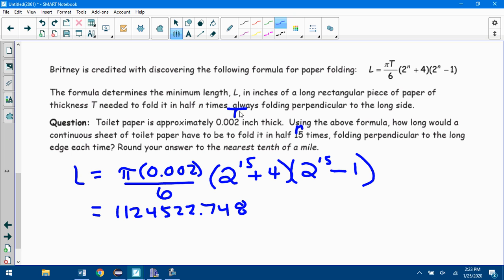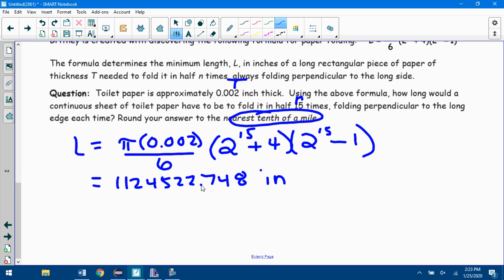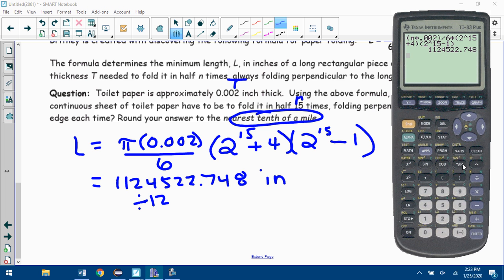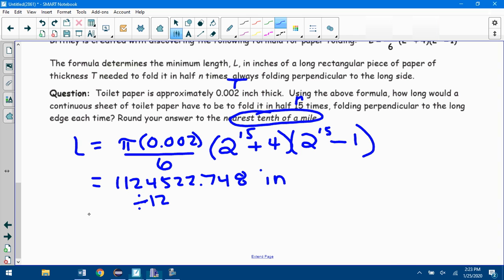Well, the only units we had here were the thickness. It was in inches. So this is in inches. But I want it in the nearest tenth of a mile. So if that's how many inches there are, how would I get that into feet? Well, there's 12 inches in a foot. So if I divide this by 12, I'd get how many feet that was. So divide it by 12, we get 93,710 feet with some decimals on there. Okay, so that's how many feet.